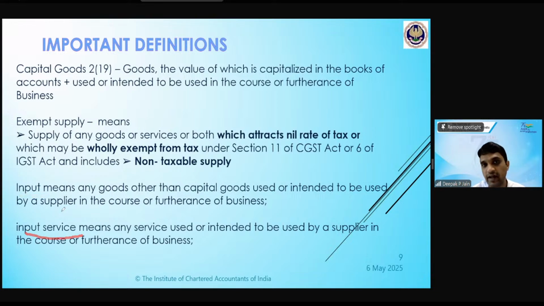Inputs means goods, and input services will be the services which you are using. Okay, capital goods, we are clear. Now, inputs means any raw materials you are purchasing, they are called inputs, and any services which you procure are input services.